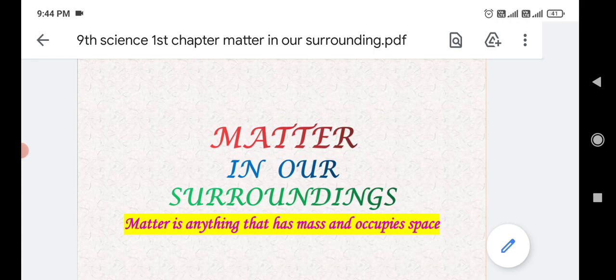Today we are going to discuss the first chapter, that is Matter in Our Surroundings. As we all know, matter is anything that has mass and occupies space. So any substance that has mass of its own and occupies space is called matter. So let us discuss this matter.